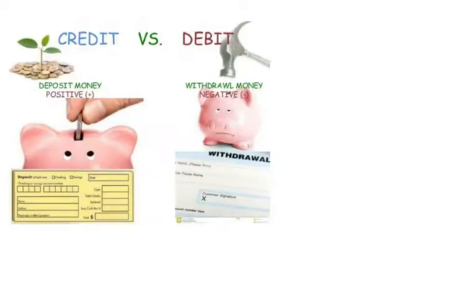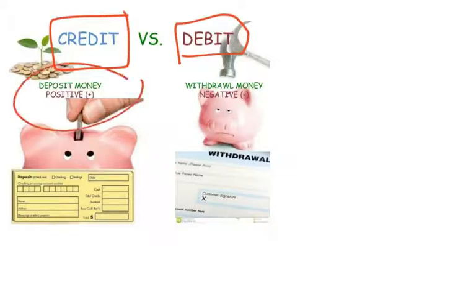Another thing that uses positives and negatives is credits and debits when it comes to money. When you deposit money into your bank account or into a piggy bank, it's a positive number represented by a positive integer. But when you withdraw money from your piggy bank, see the hammer about to go right on the pig, then that's going to be represented by a negative integer.